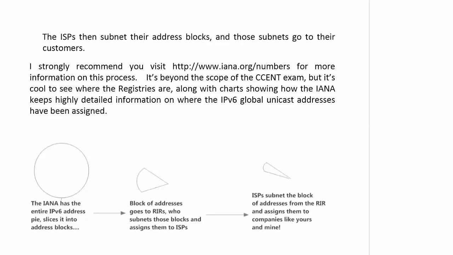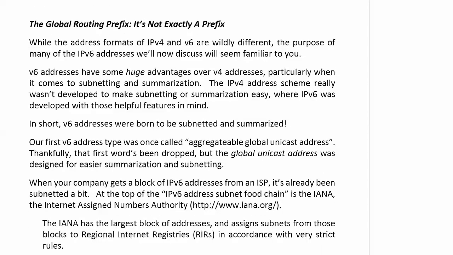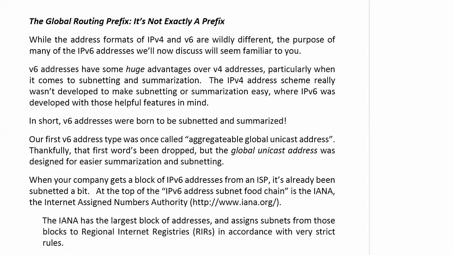Now, let's talk a little bit about how those addresses get assigned, and your first address type, the global routing prefix. Of course, we know the address formats of version 4 and version 6 are wildly different, but the purpose of a lot of the addresses and the other services we look at in this section of the course are going to seem very familiar to you. There are very few things in version 6 that are totally brand new from version 4, especially with the fundamentals. One of those differences, though, is that version 6 addresses have a huge advantage when it comes to ease of subnetting and summarization.